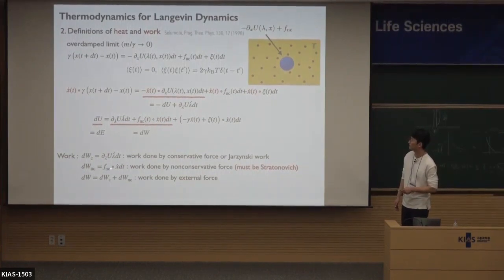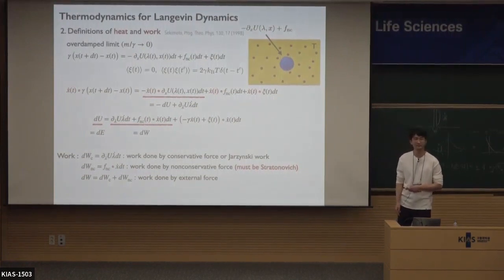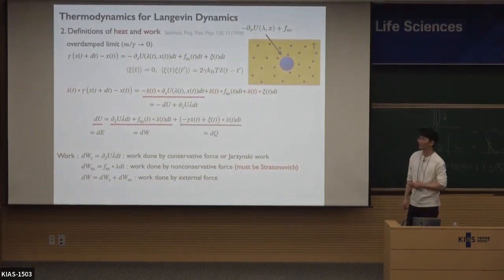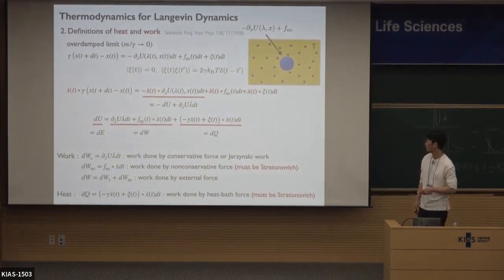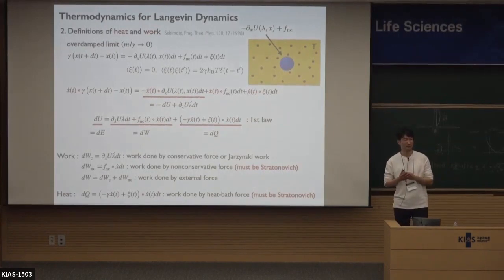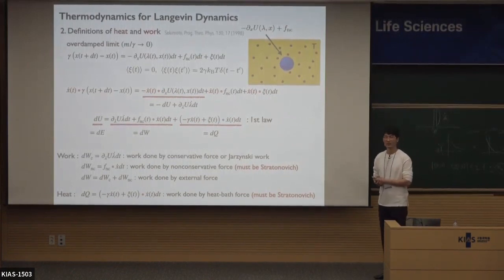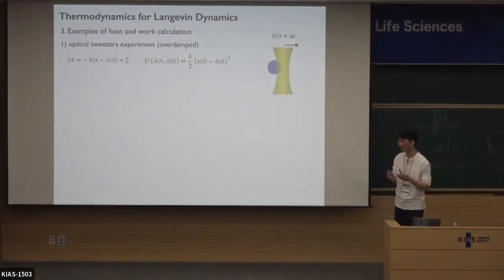If this non-conservative force has x dependence, then it should be Stratonovich. And their sum becomes the total work. Finally, the final term can be identified as heat. This is the same definition as we saw in the underdamped Langevin dynamics. To define heat, we have to use this Stratonovich product. Okay, so this is the thermodynamic first law for overdamped Langevin dynamics. Is there any more question up to this point? No? Then let me give you an example of how to calculate in a real example.